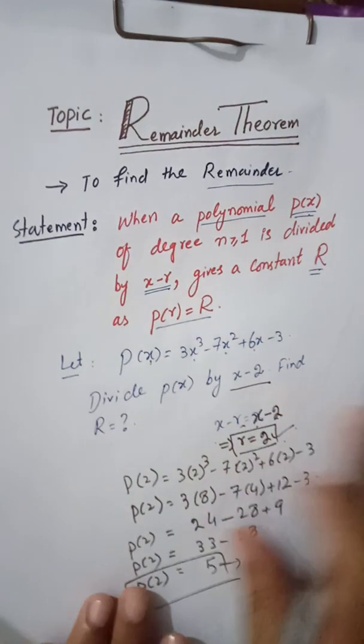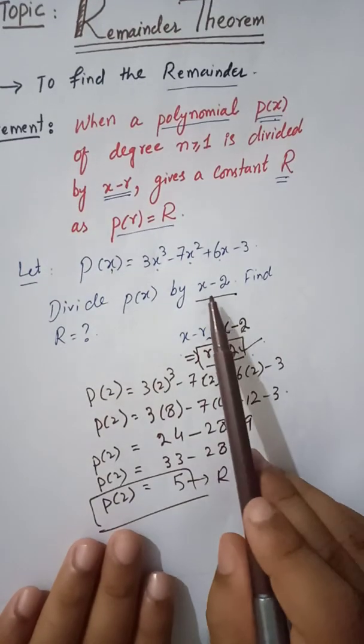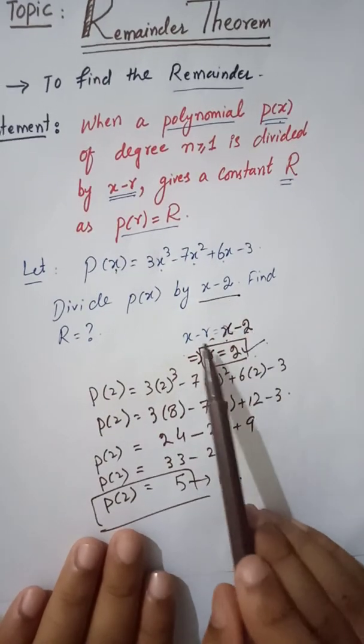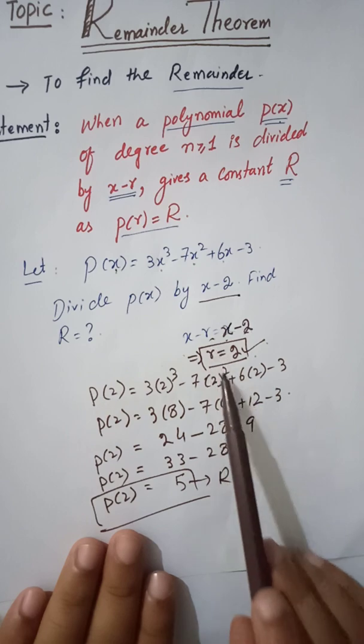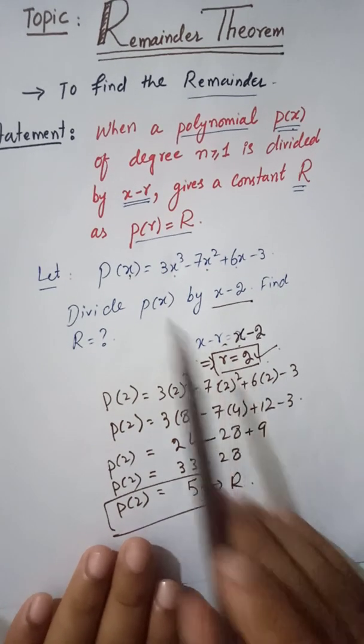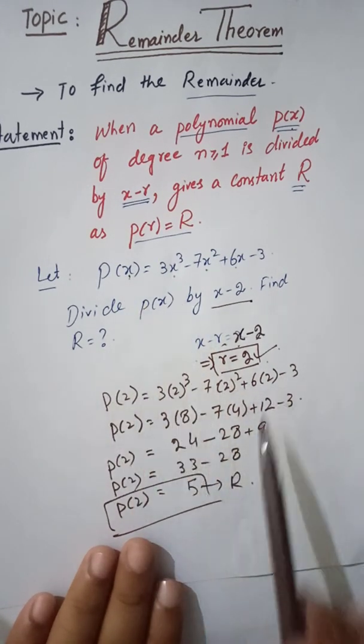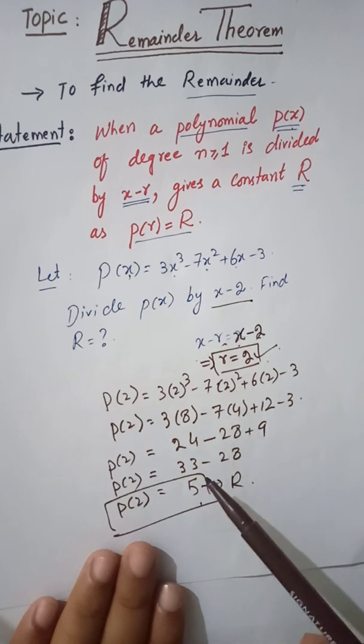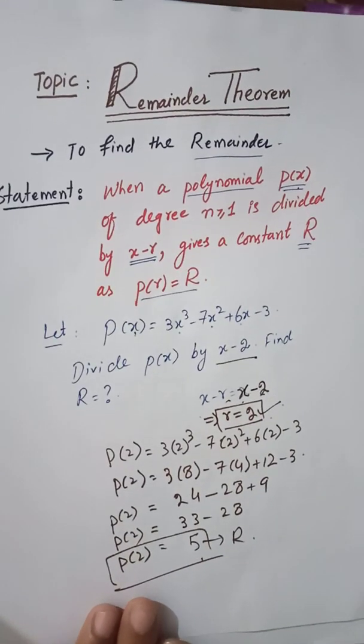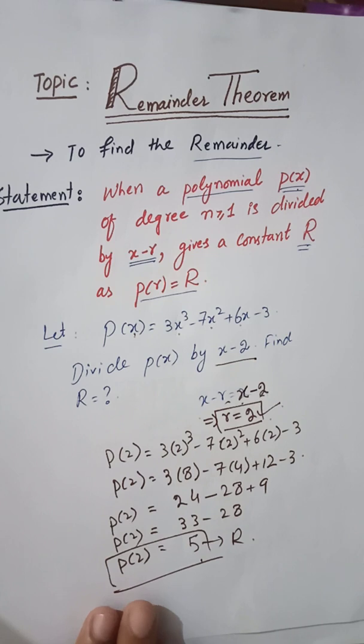So you see that here is x minus 2. When I compare this with x minus r, the value of r is 2. So just put 2 here. You calculate this, you get 5. So this is the easy method to find out the remainder. This is the remainder theorem, which is used for finding remainders.